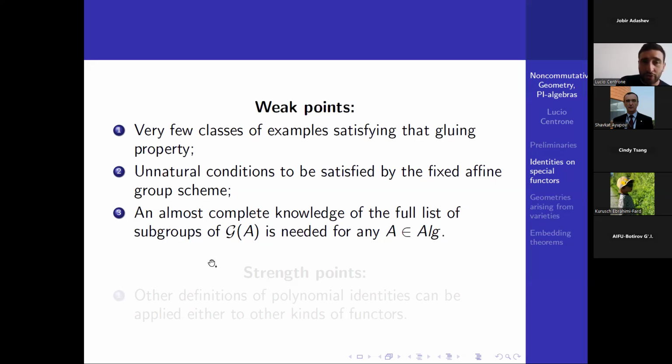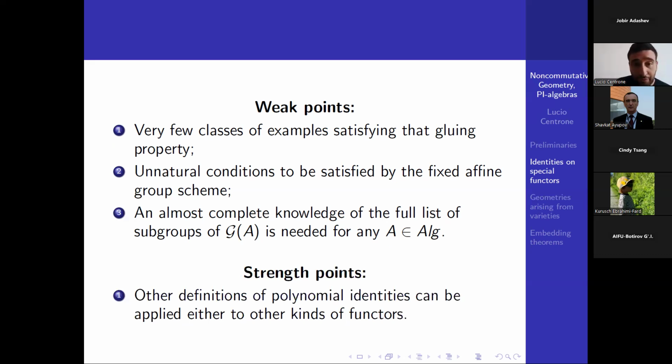And of course, in order to understand the structure of affine group schemes, you need a complete list of subgroups of this one, which is not an easy remark. And of course, why one needs to study this argument.